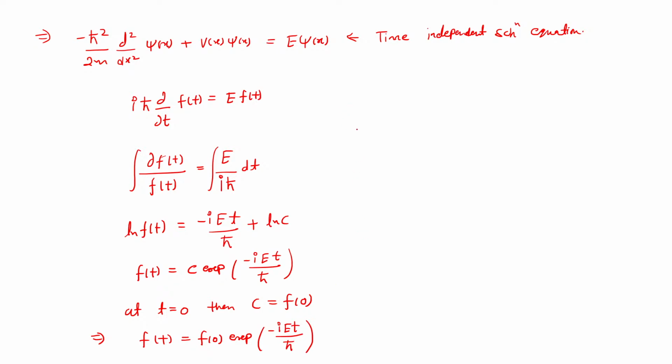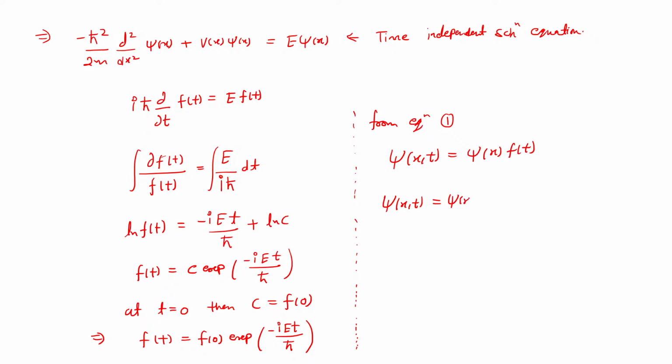So now I can write here, we have good space. Here from equation number 1, if you see equation 1, what we have? We have psi x t as psi x f of t. So psi x t can be written now as psi x as it is, then f of t is f of 0 exponential of minus iota E t upon h cut. So this is a very important thing we are getting.